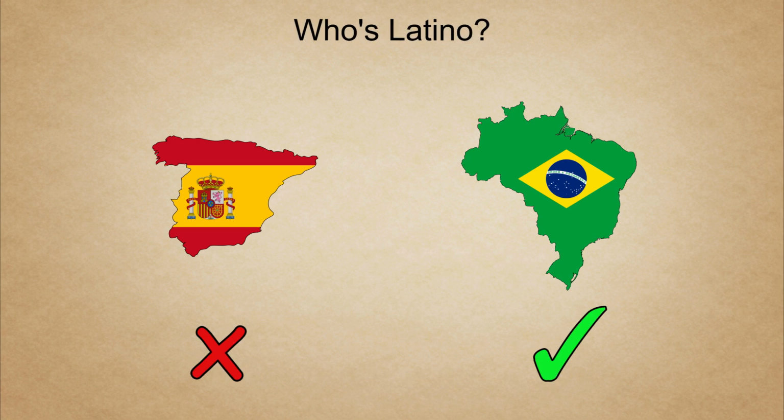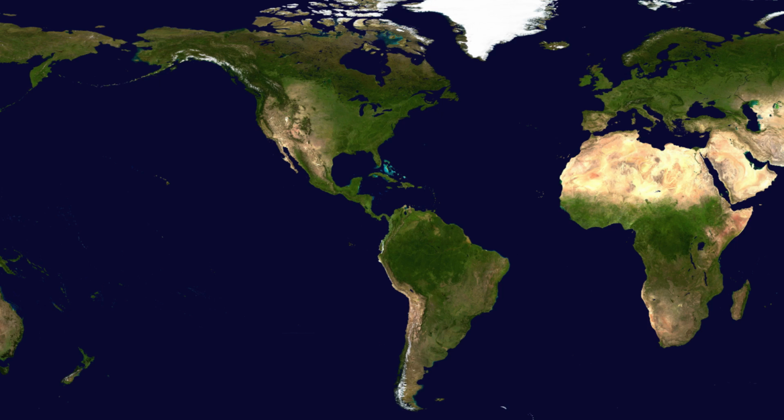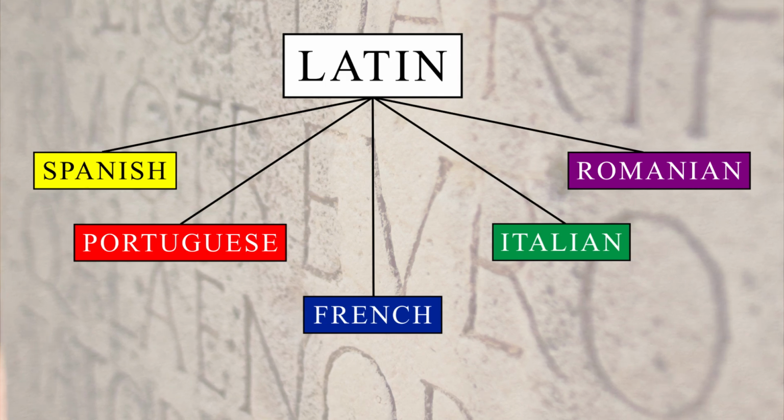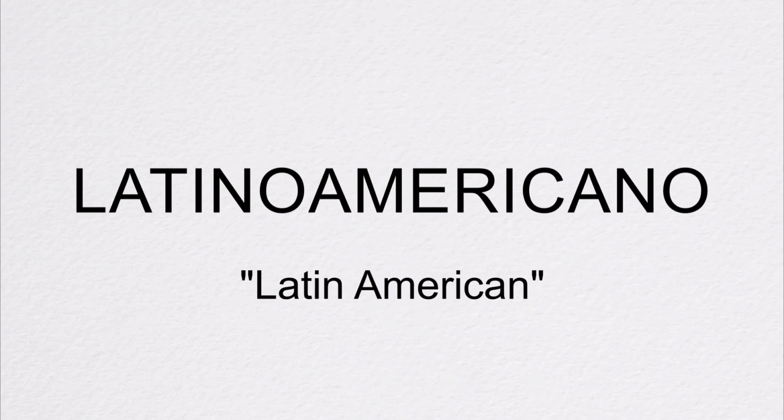The definition of the word itself is actually incredibly simple. It just means someone from Latin America. Easy. The problem comes from identifying where exactly Latin America is. Latin America is everywhere on the American continent that speaks a language derived from Latin, a Romance language. The term Latino in English comes from a shortened version of the Spanish word Latinoamericano, meaning Latin American.